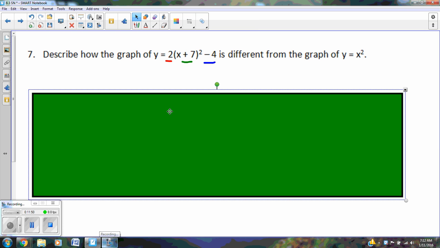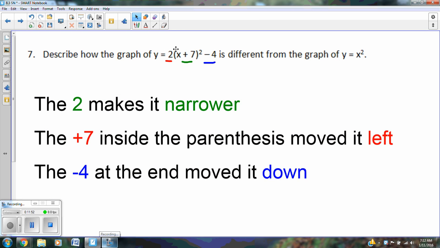So, describe how the graph changed from each of those pieces. The 2 out front here makes it narrower. The +7 on the inside moves it to the left 7 spaces. And the -4 at the end moves it down 4 spaces.